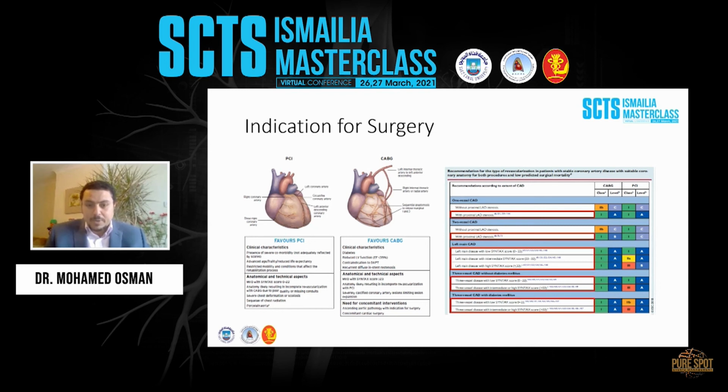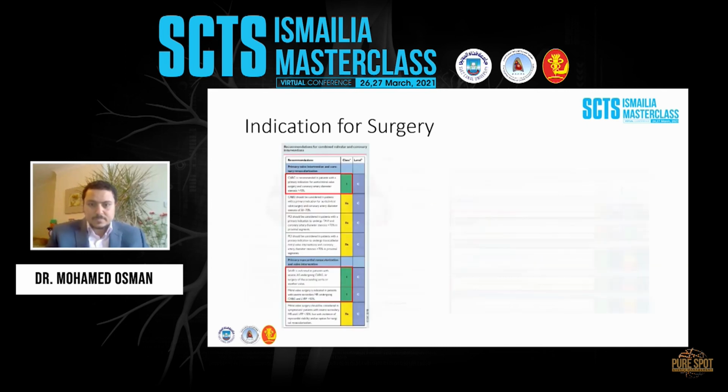Patients with three vessel disease, either diabetic or not diabetic, are all indicated for cardiac surgery, and they are all class 1 indication for cardiac surgery.